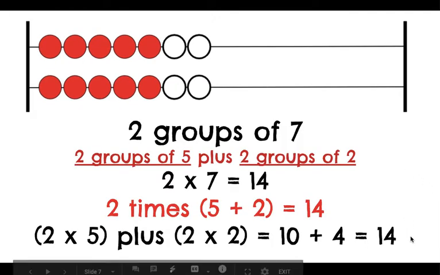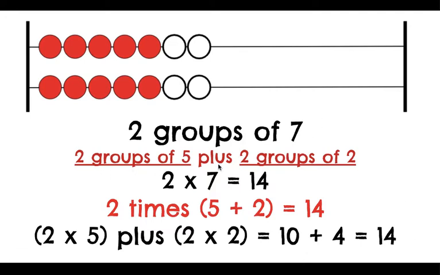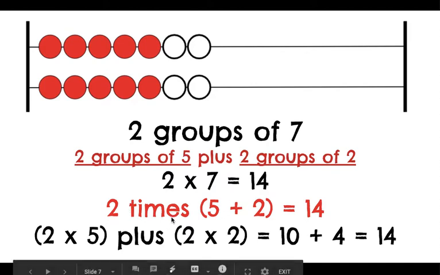Did you write down any of these equations? 2 groups of 7, or 2 groups of 5 plus 2 groups of 2, or 2 times 7, giving us a product of 14, or 2 times 5 plus 2, because here's my 5 plus 2, and I saw that twice, or 2 times, to give us 14, or did you write 2 times 5 plus 2 times 2 equaling 10 plus 4? So my 10 plus my 4 to give me 14. Did you write down any of those equations?